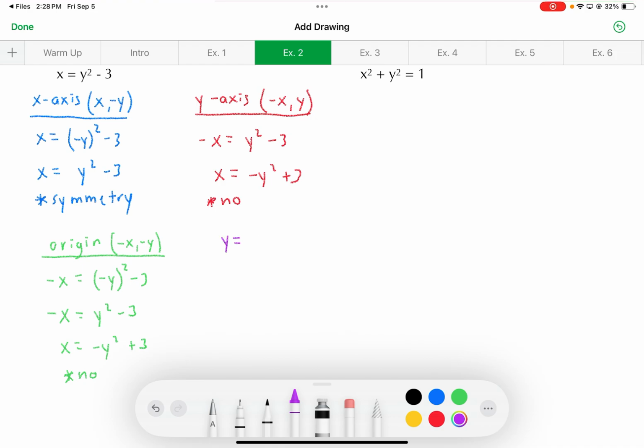And lastly, with y equals x, the point should turn into y, x. So I substitute a y in for the x, and I substitute an x in for the y. And there's no way that's going to simplify back to the original, right? So no symmetry there.